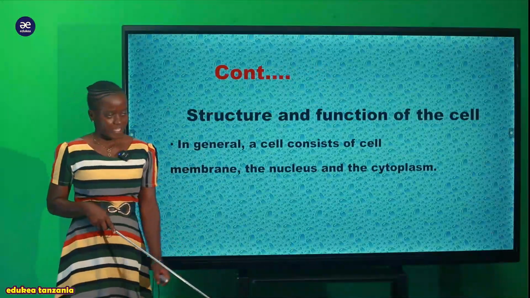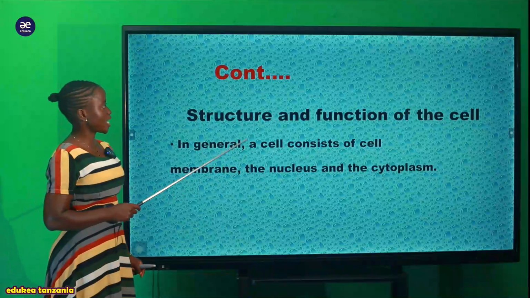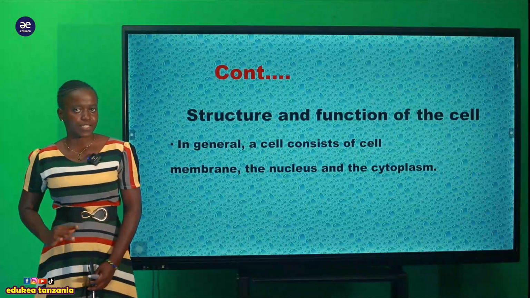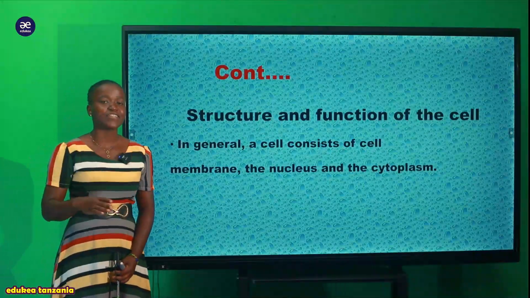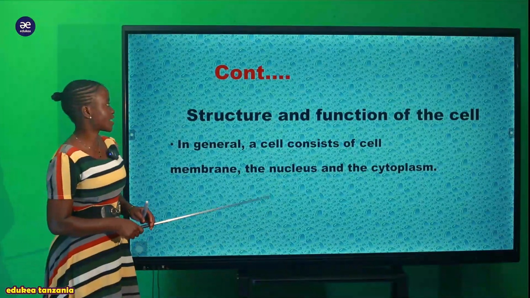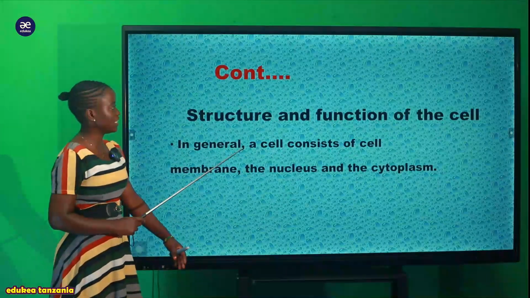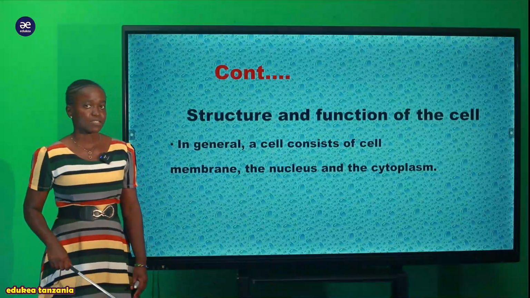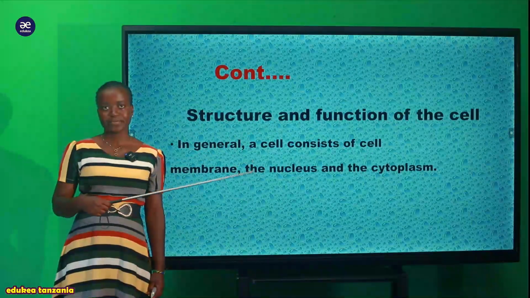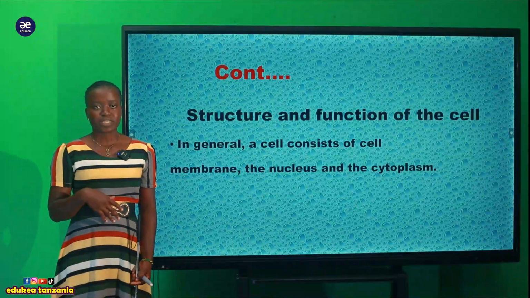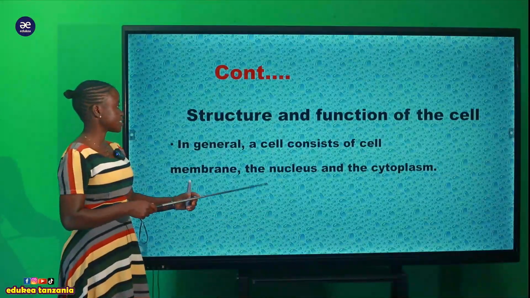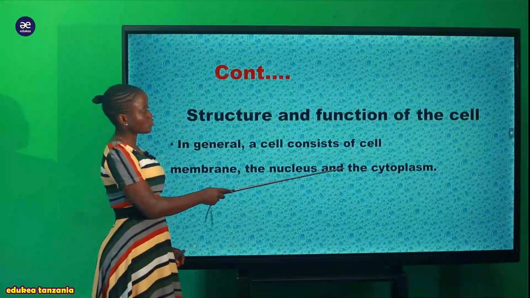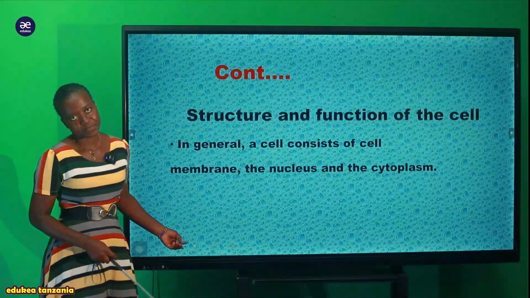So now let's see another thing. So now let's see the structure and functioning of the cell. Since we have seen the plant cell and the animal cell, so now let's generalize, kwa ujumla, the structure and functions of the cell. So in general, a cell consists of the cell membrane, the nucleus, and the cytoplasm. This is the general structure of a cell. When we are talking about plant cell or animal cell, all of them consist of these 3 parts. So the first part is called cell membrane, nucleus together with the cytoplasm.